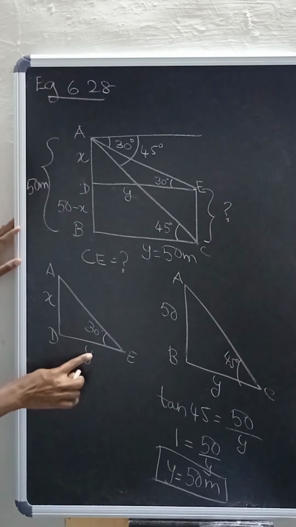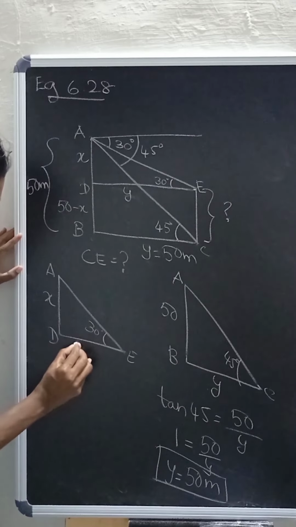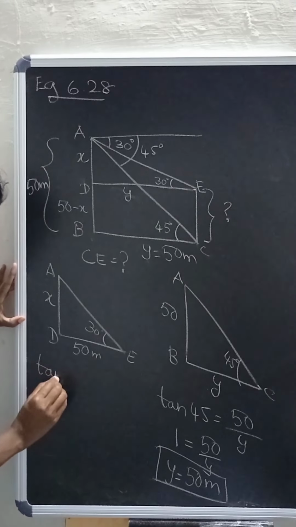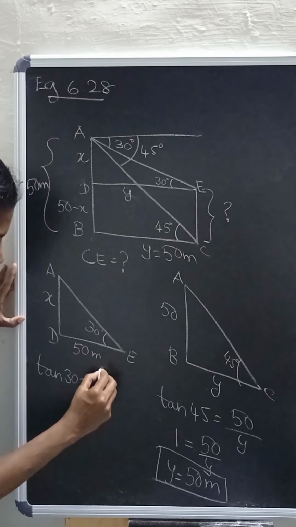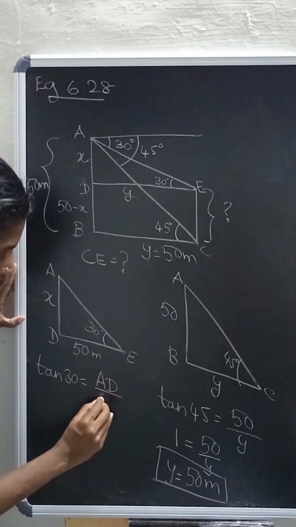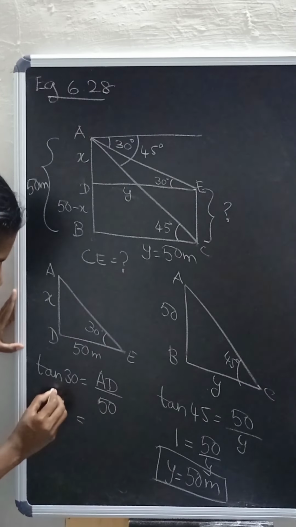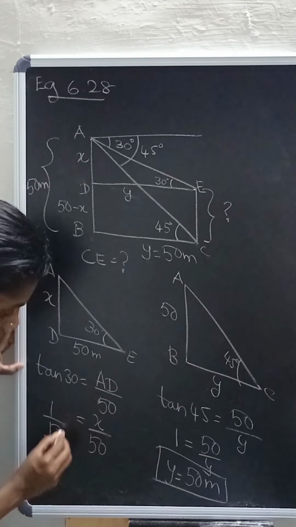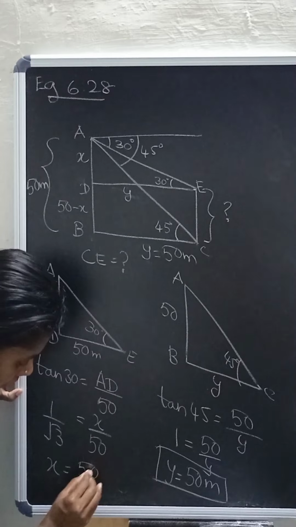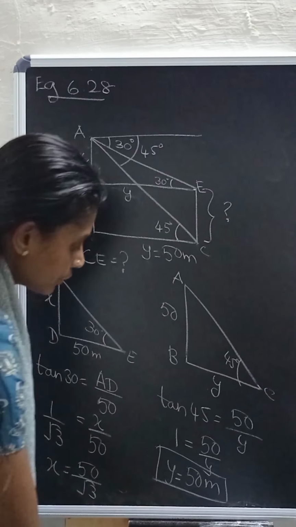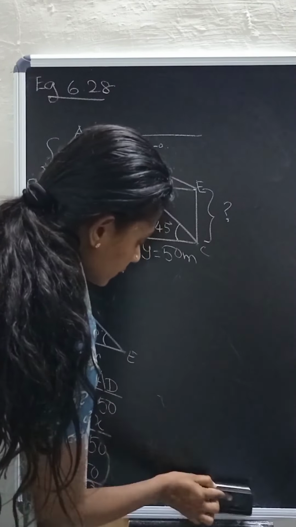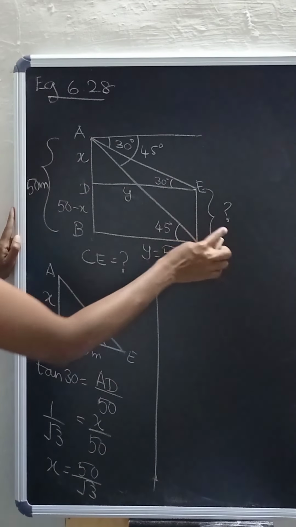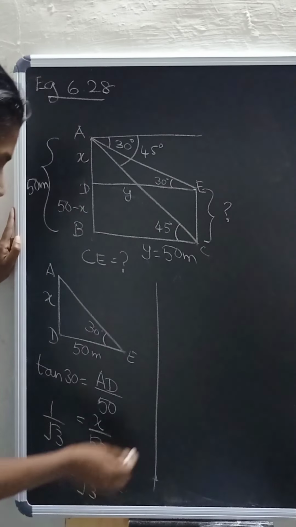Now substitute this value in this triangle. So you will get D is equal to 50 meters. Now we can find AD. Tan 30 is equal to opposite by adjacent. So tan 30 value is 1 by root 3 is equal to x by 50. x is equal to 50 divided by root 3. So the height of the tree is 50 minus x. So now we are going to find x.